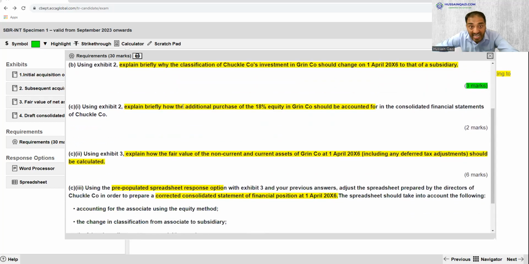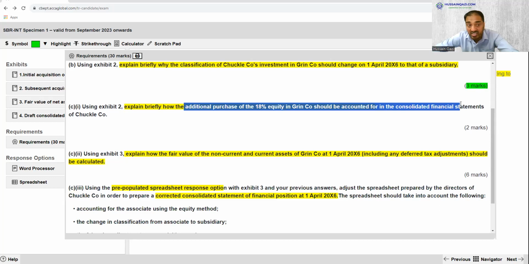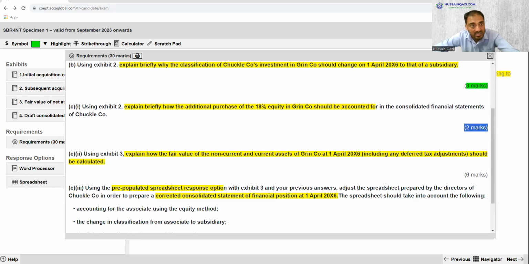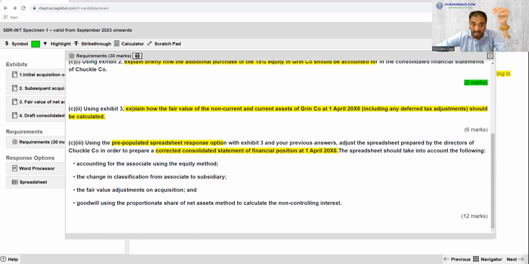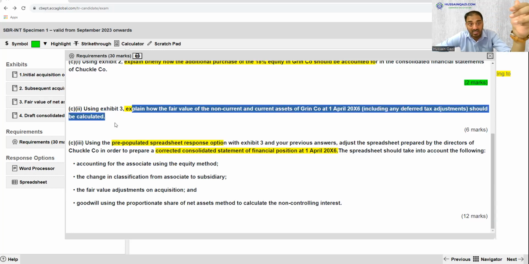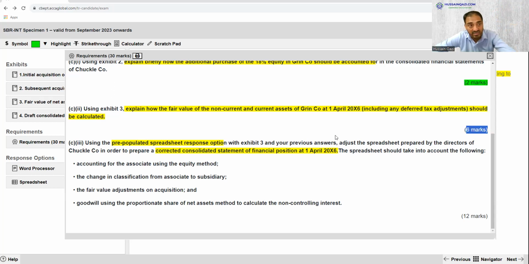Explain briefly how the additional purchase of 18% should be accounted for in the CSFP. So this is the step acquisition adjustment, and start with the consolidation accounts. Explain how the fair value of non-current assets and current assets, including deferred tax, should be calculated. 6 marks. This is about the fair value adjustment including deferred tax, not only to calculate but also to explain.